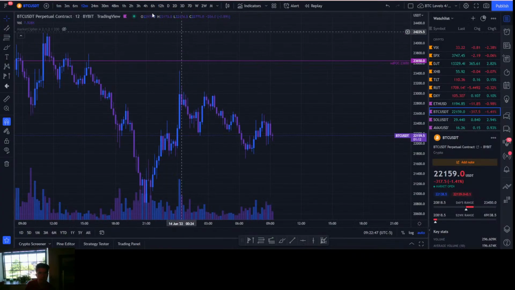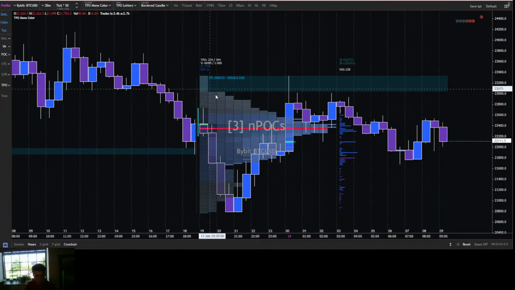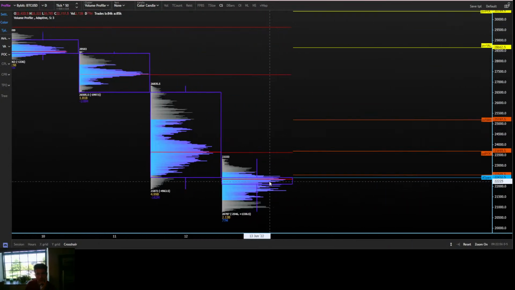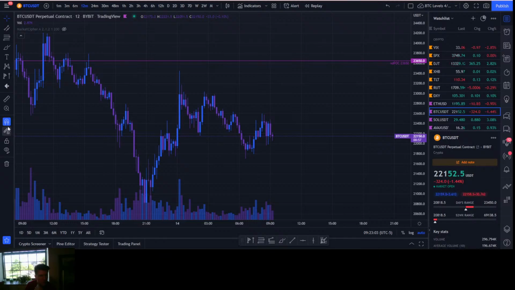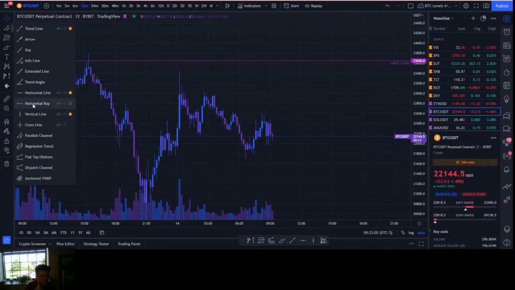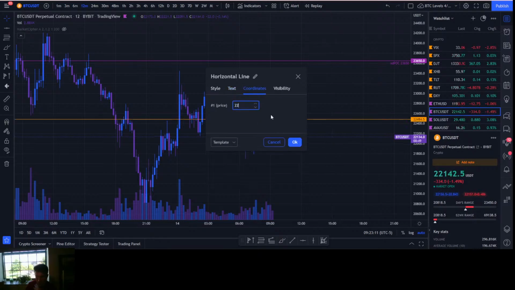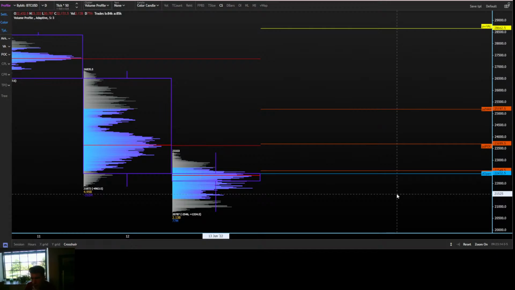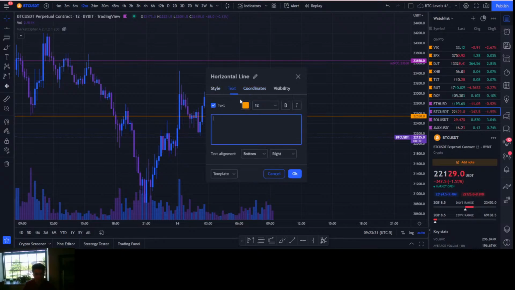So the 80% setup is not confirmed yet. Again, I want to see two 30-minute candle closes above 22,575. So I'll map that out for you. What was that value again? 22,550, give or take. So this is the previous day value area low.